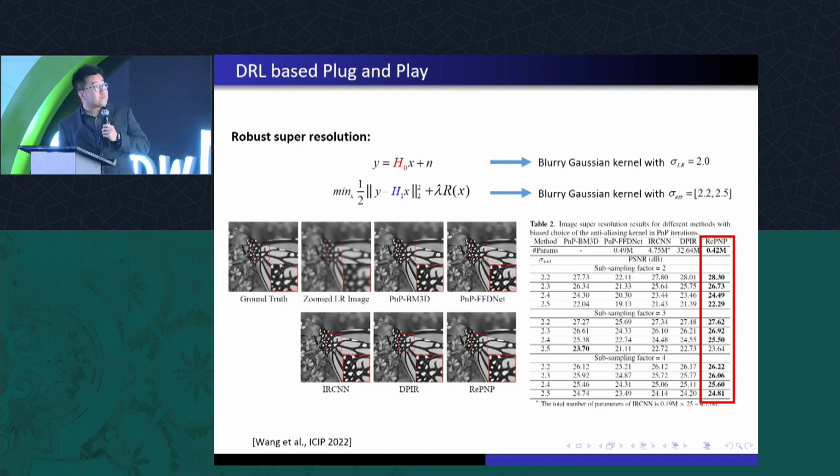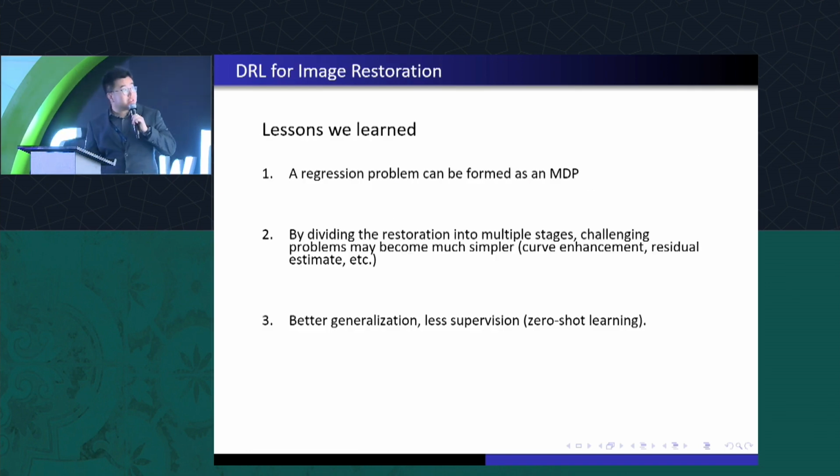Okay, so I just want to summarize the lessons we learned from the second part. We see that for some regression problems, instead of treating them as a one-to-one mapping, they may be modeled as an MDP as well. And by dividing a relatively more complicated restoration into multiple stages, it's possible to make the challenging problem much simpler, right? For example, we can decompose the light enhancement into multi-stage curve enhancement, and we can decompose the denoising problem into a residual estimation problem instead, right?